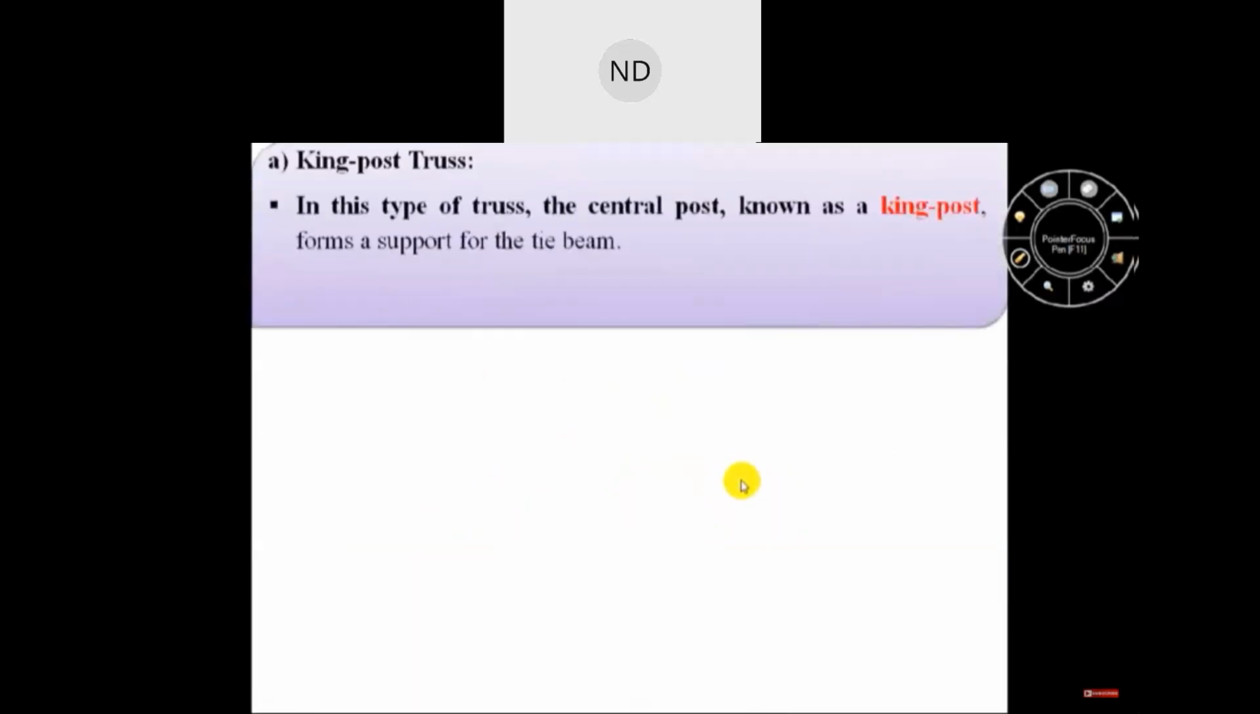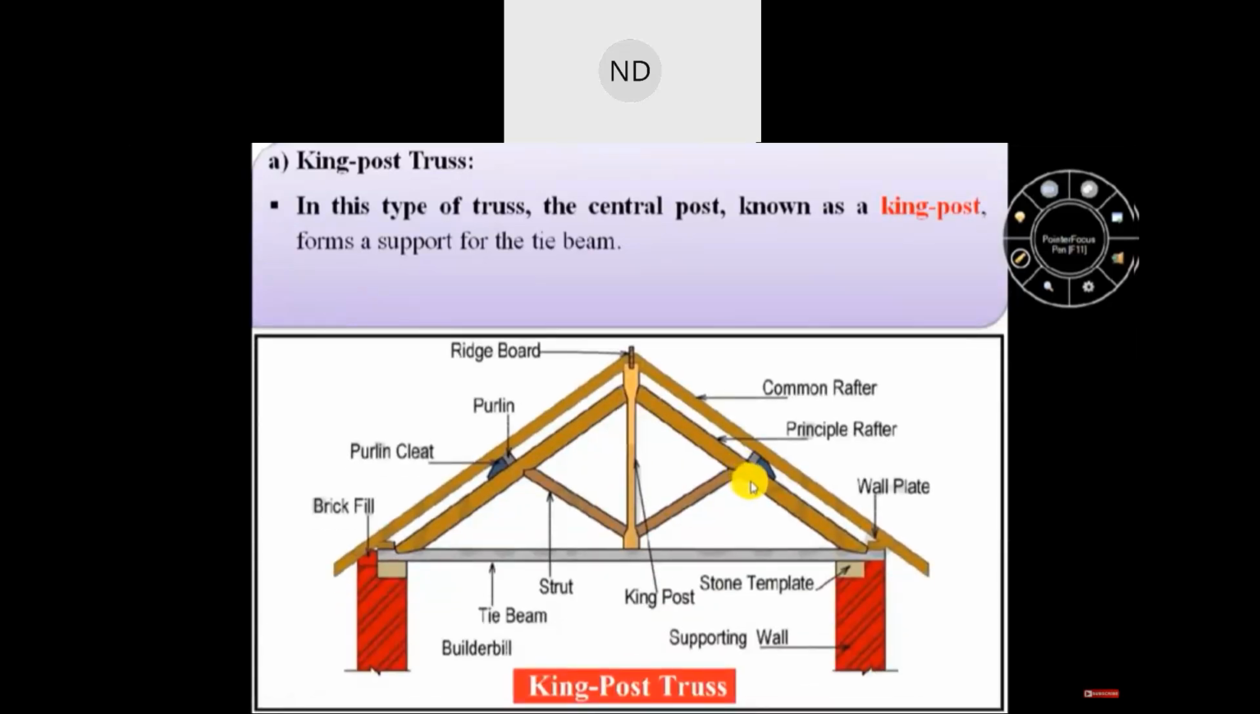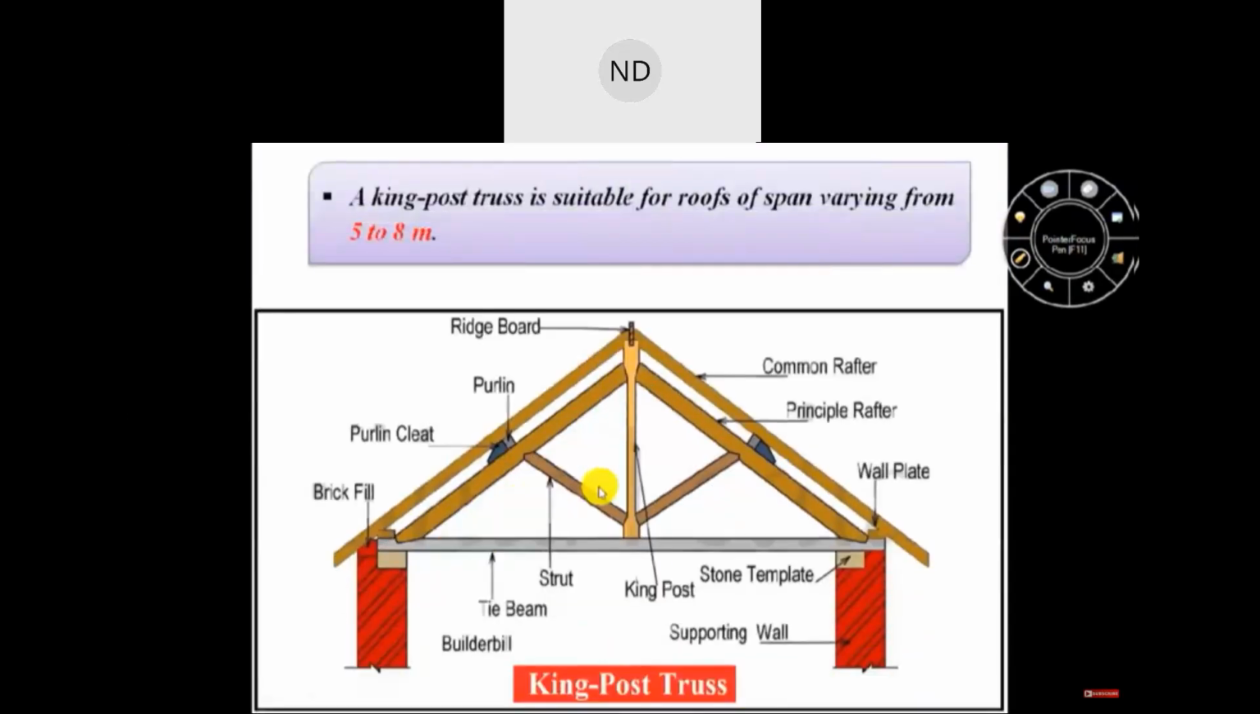Firstly, we will see the king post truss. In the king post truss, the central post known as the king post forms a support for the tie beam. In this image, we can see this central post which is known as the king post, which forms a support for this tie beam. Here we can see these inclined members which are known as struts. These inclined struts prevent the principal rafters from bending in the middle. This king post truss is suitable for roofs of spans varying from 5 to 8 meters.